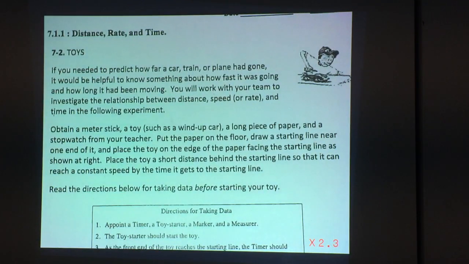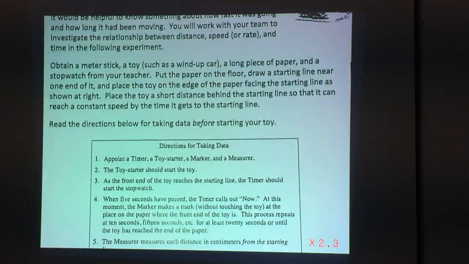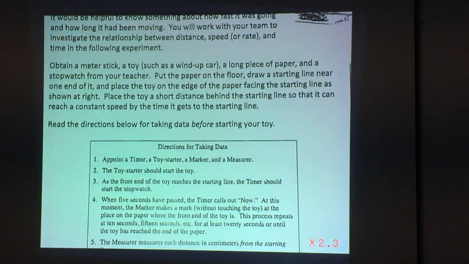Place the toy a short distance behind the starting line so that it can reach a constant speed by the time it gets to the starting line. Read the directions below for taking data before starting your toy. It's crooked. Sorry.